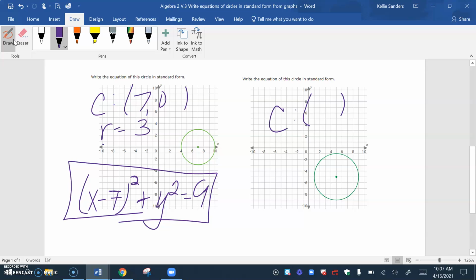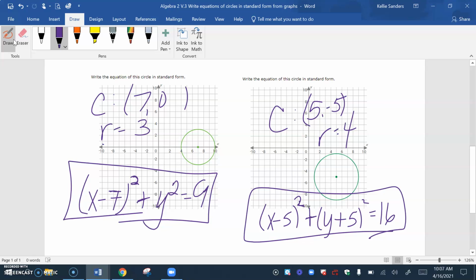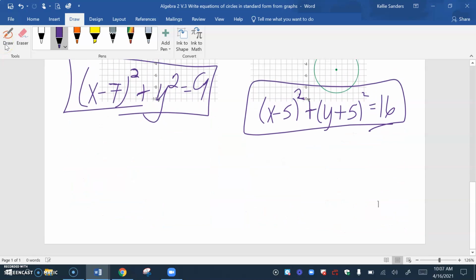The center is at (5, negative 5). The radius is 4. So the opposite of 5 is negative 5 squared, plus the opposite of negative 5 is positive 5 squared, and then we're going to square the 4 and get 16. That's it.